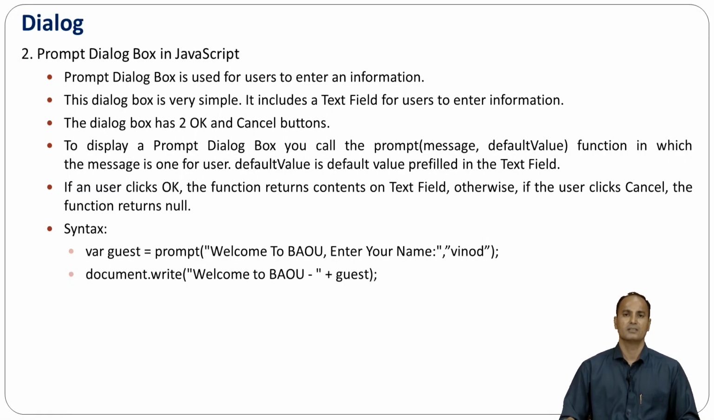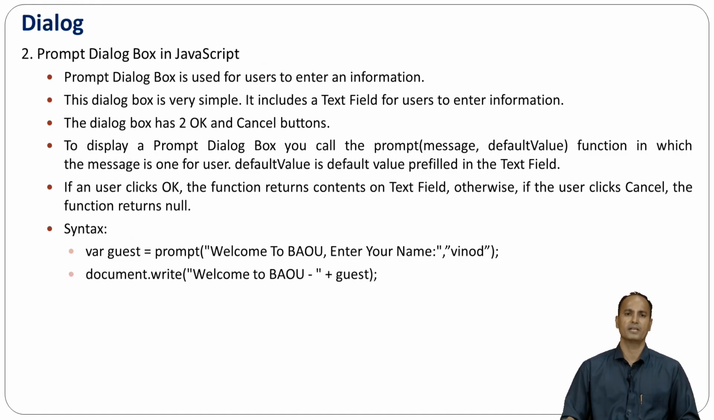The next one is the prompt dialog box. The prompt dialog box is used for users to enter information, or if you want to get a value from the users, you should use the prompt dialog box. This dialog box is very simple. It includes a text field for users to enter information. The dialog box has two buttons: one is OK and the second one is Cancel.